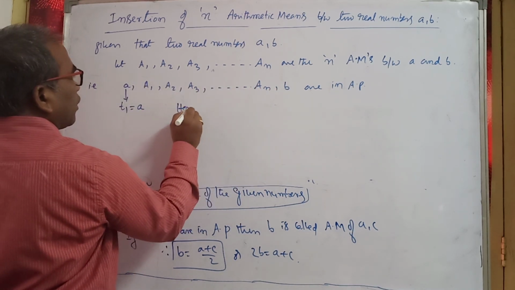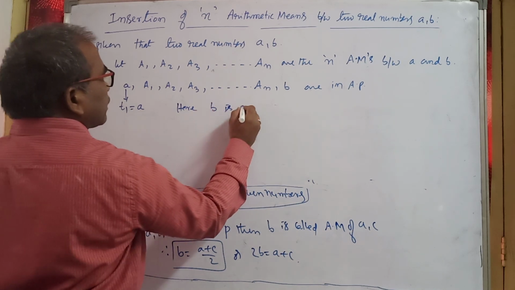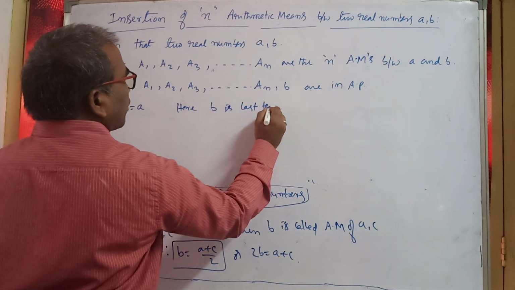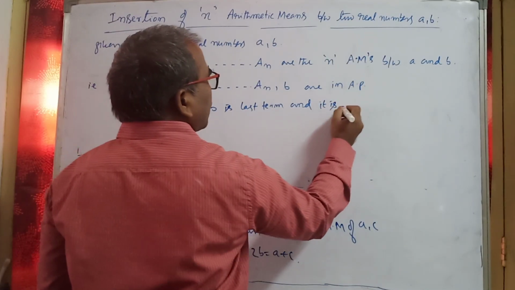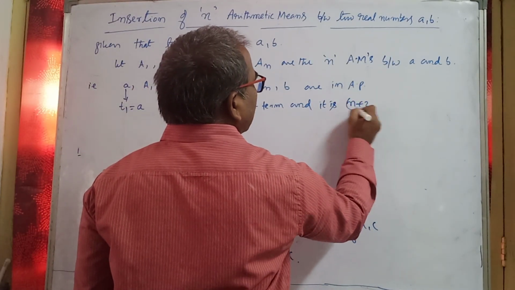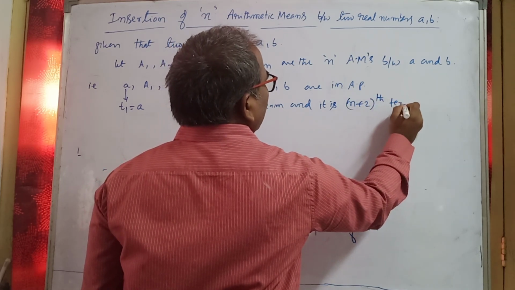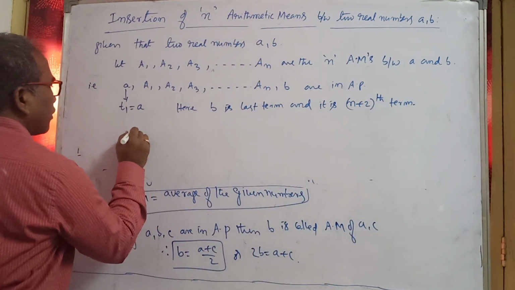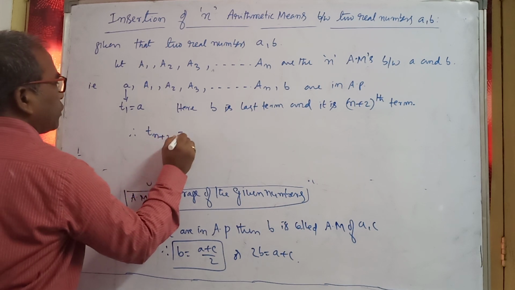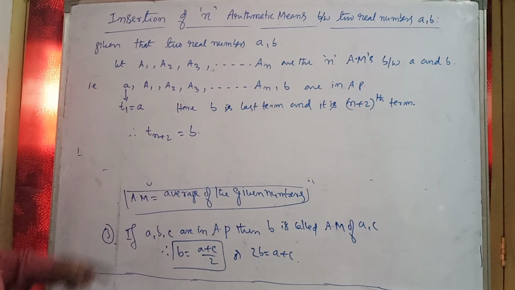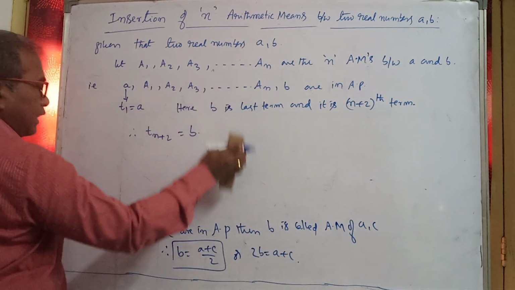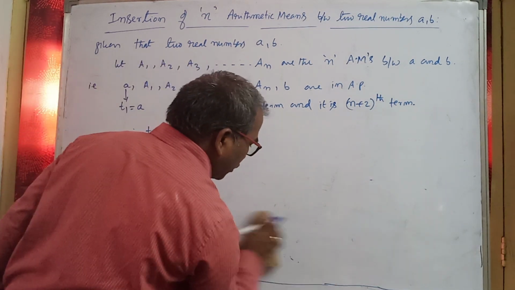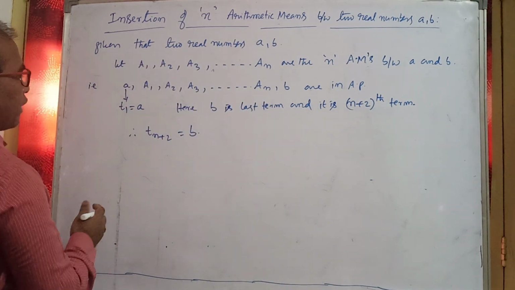So here B is the last term, and it is the n plus 2th term. Therefore T(n+2) is equal to B. From this you will get the common difference. Now our aim is to find A1, A2, A3. We want to find what these A1, A2, A3 are.